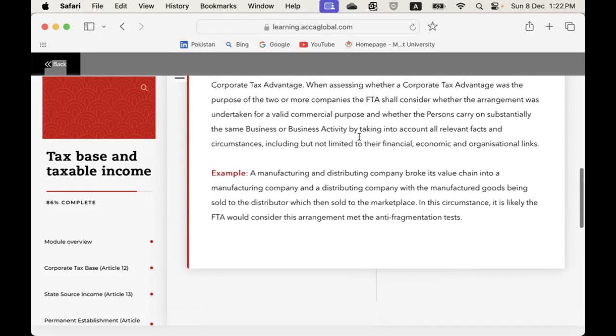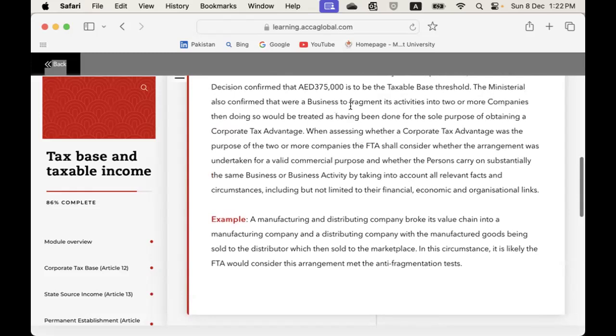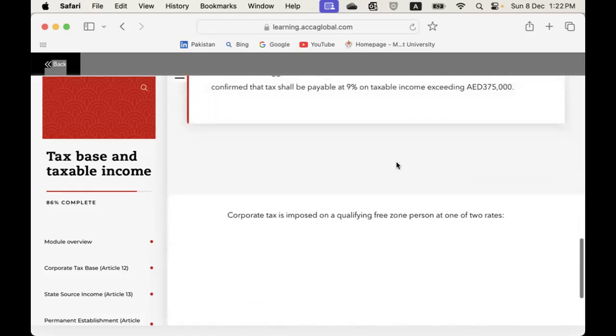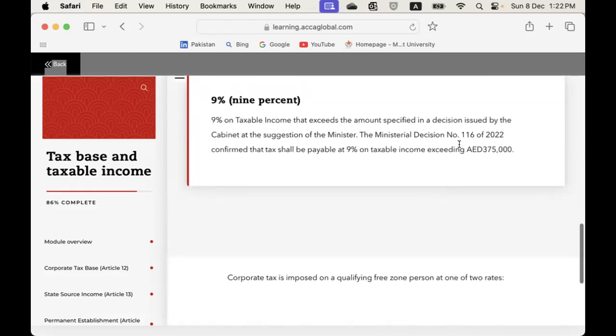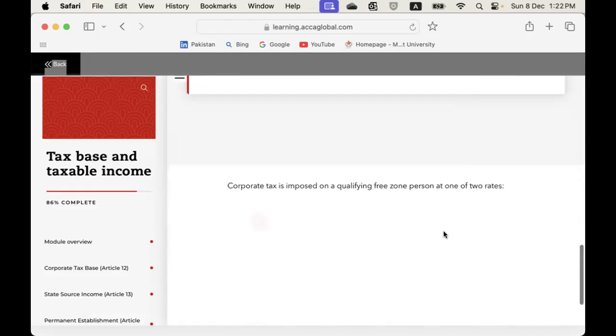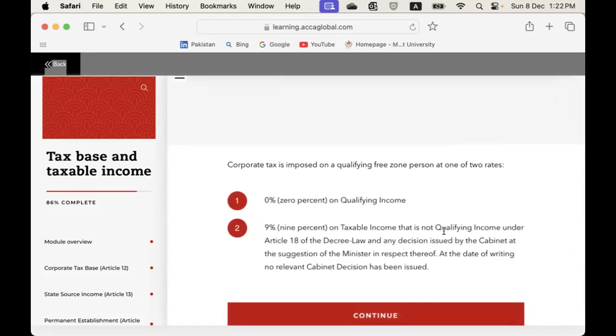So anti-fragmentation. And then naturally above 375K, 9% tax is applied. Again, it is mentioned in ministerial decision number 116. This is an extension of Article 3 of the decree law. Article 3 is that key article which gives the different tax regimes. So just a memory check, how many tax regimes are there in UAE in terms of rate?